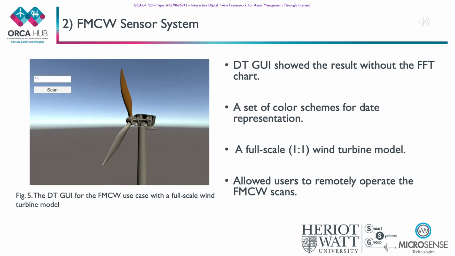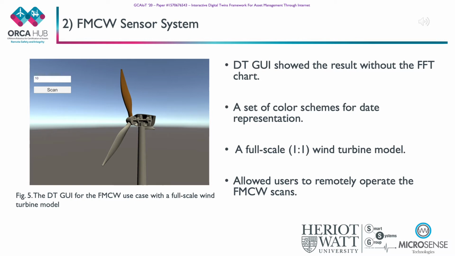With the same digital twin framework, end users could understand the status without the fast Fourier transform chart on the digital twin graphical user interface. A set of color scheme had been designed to reflect the structure of the scan object. This interface also allows users to set the number of FMCW scans and to start the operation remotely.